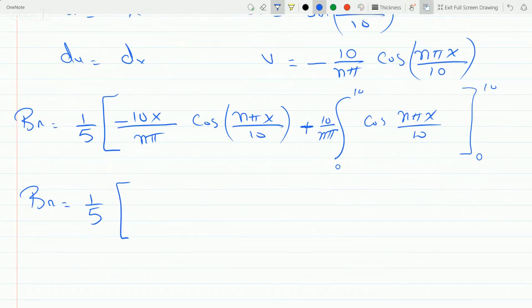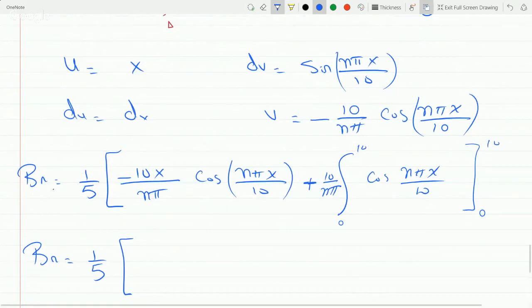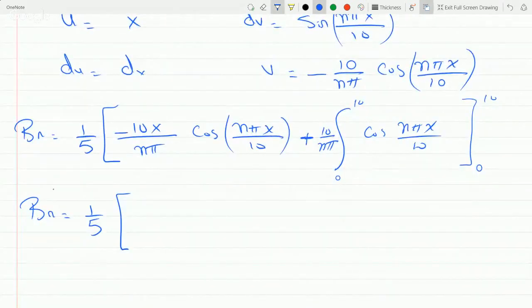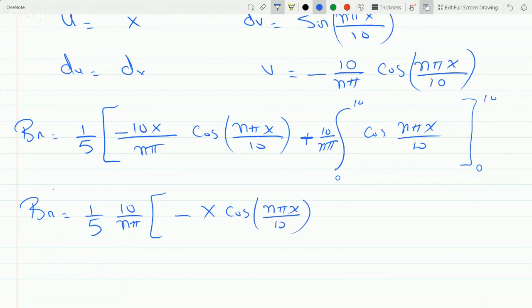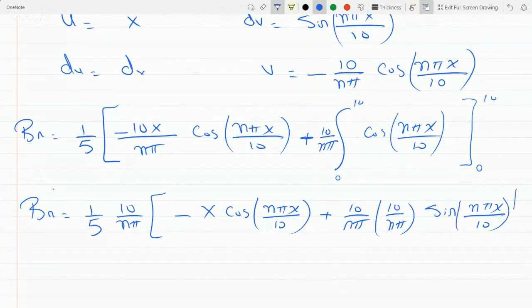Okay, minus 10. How about I take out, the more simplification you do here, the easier the problem is. So I'll pull out 10 over n pi. So I have left minus x cosine n pi x over 10 plus 10 over n pi, and the integral of cosine n pi x over 10 is 10 over n pi, chain rule, and then sine, the same thing, n pi x over 10. And now we will evaluate this from 0 to 10.